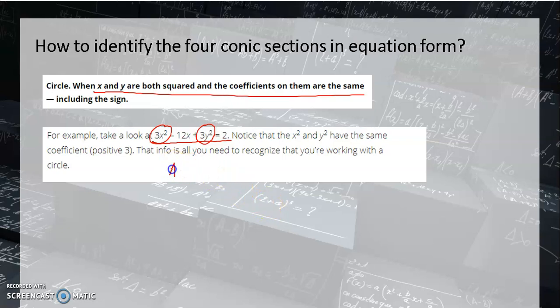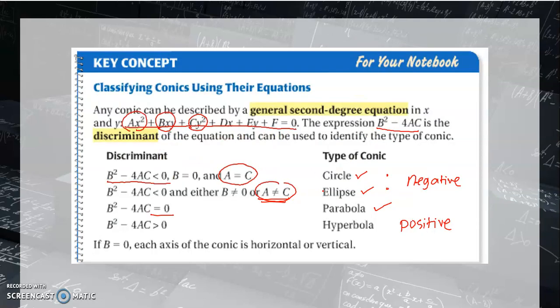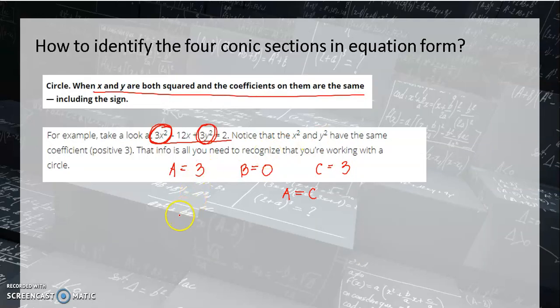In here, a is equal to 3 because that's the number beside x squared. b is equal to 0 since you don't have the xy term. And c is equal to 3 also because that's the numerical coefficient of y squared. As you can notice, a is equal to c. If we go back, in a circle, a is equal to c. Other than that, you can check if this is correct through the use of the discriminant.